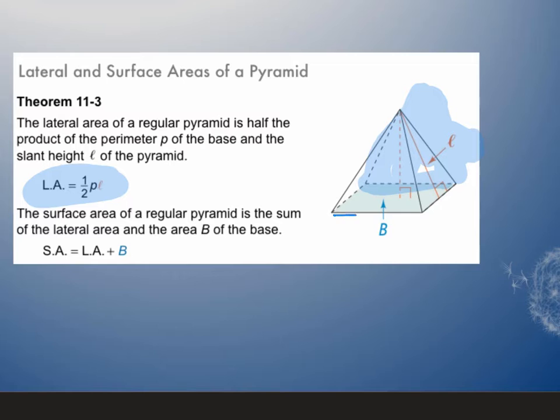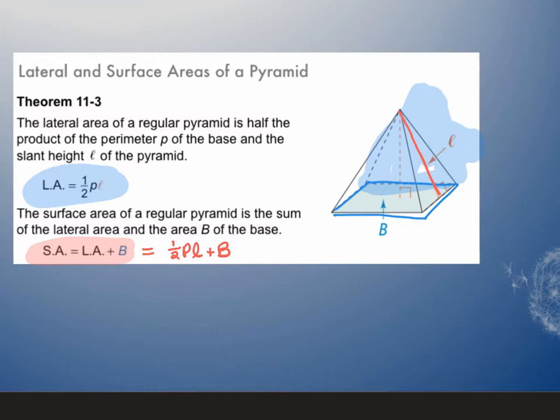So we're going to have to find the perimeter of the base and multiply it times the slant height, which is again running along the side, and then divide by 2 or multiply times 0.5. That's the lateral area. The surface area, which is the total area, is all that lateral area plus the base area. Notice there's only one B because in a prism there's 2 B's, but in a pyramid there's only one. So you can also write this as 1/2 perimeter times slant height plus the base area.